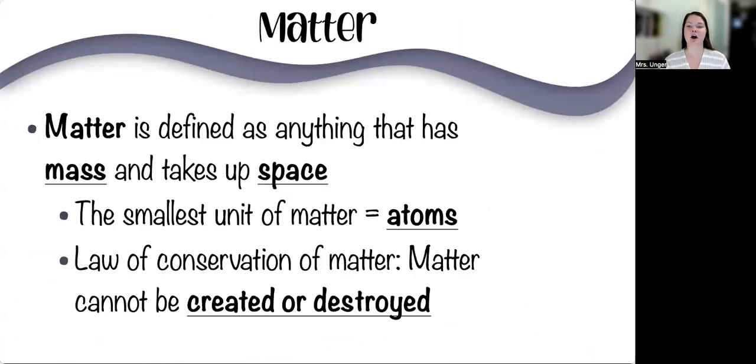All right, so all of this talk about atoms, what we're really getting to is defining what matter is, and it's anything that takes up space and has mass. The smallest unit of matter that we study are atoms, and really, really important in this unit and in future units is that matter cannot be created nor destroyed. So keep that law of conservation of matter at the forefront of your mind.